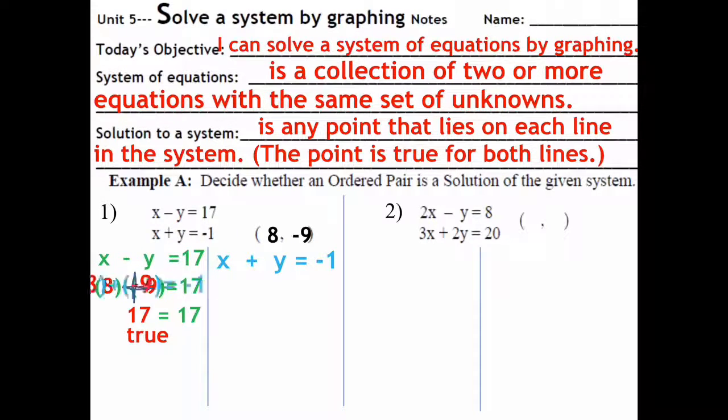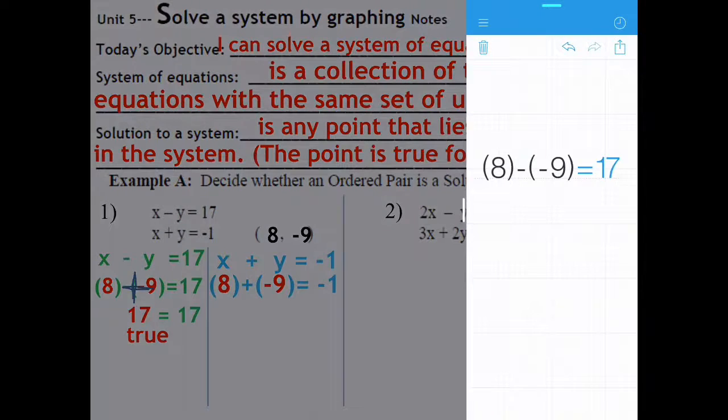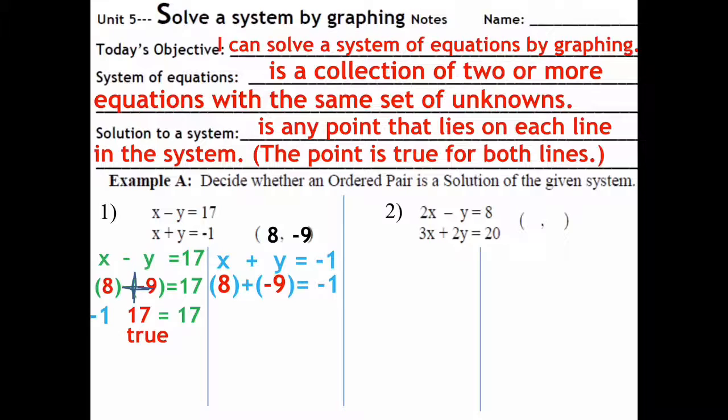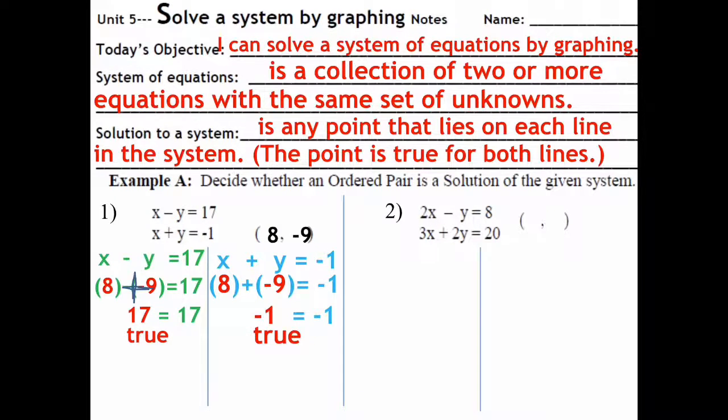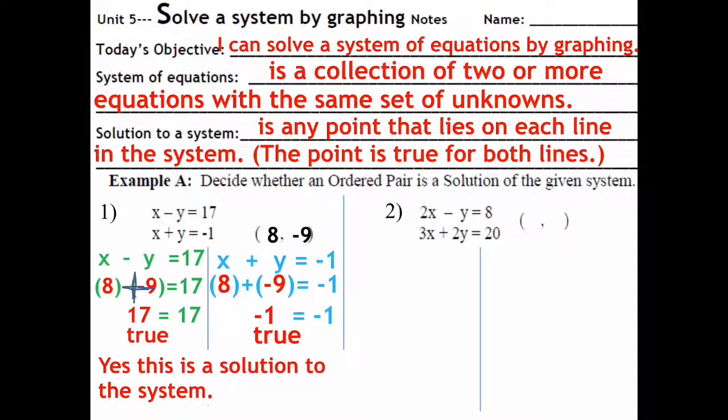All right, now when we plug it into here, we're going to have 8 plus negative 9 equals negative 1. 8 plus negative 9, if we plug it into our calculator, that is going to get us a negative 1. So, negative 1 equals negative 1. This is also true. Now right here, where it says the point is true to both lines, since we have true in both sets of the equations, we can go ahead and say that yes, it is a solution to the system.